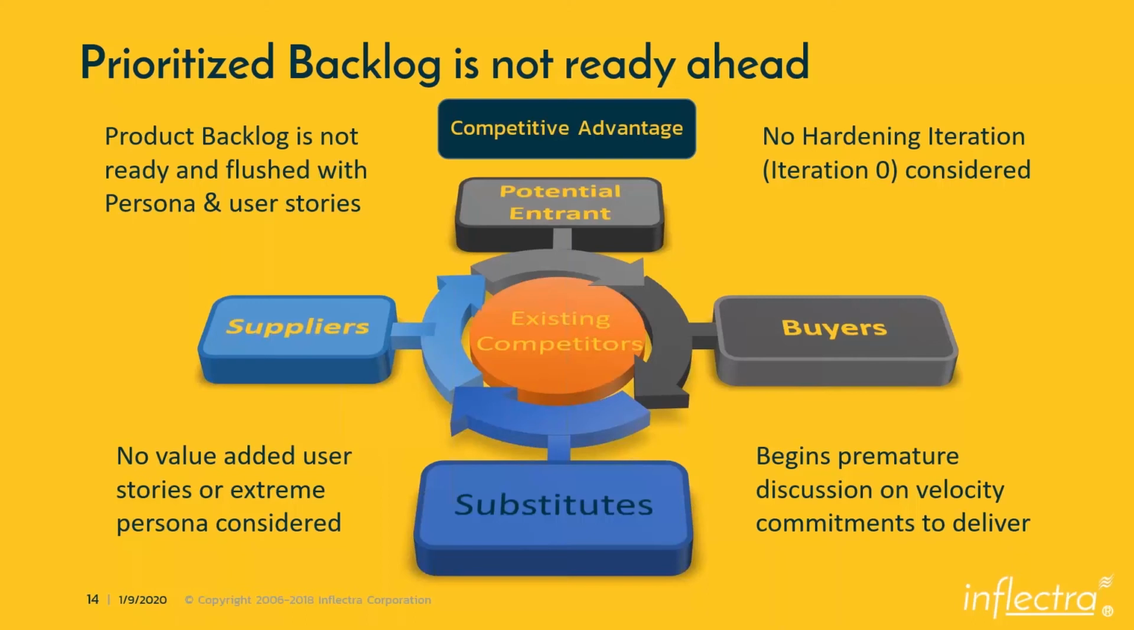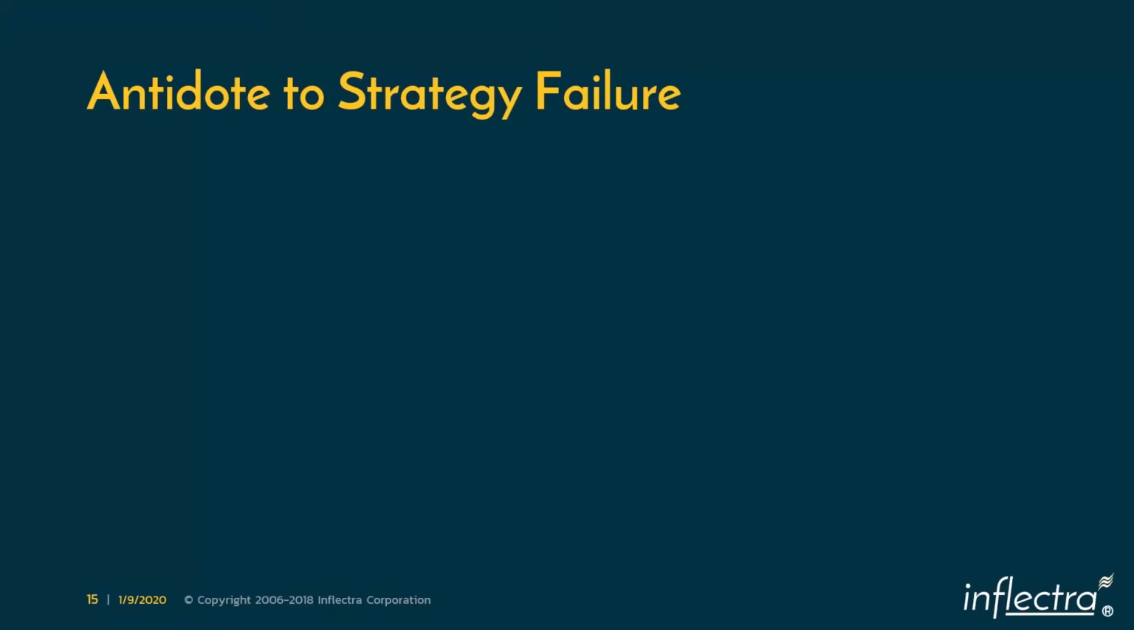So those are not necessarily good approaches to move forward. So that's one way the strategy manifests itself as a failure. Okay. What are some of the antidotes to addressing the strategic failure? How do we address this?